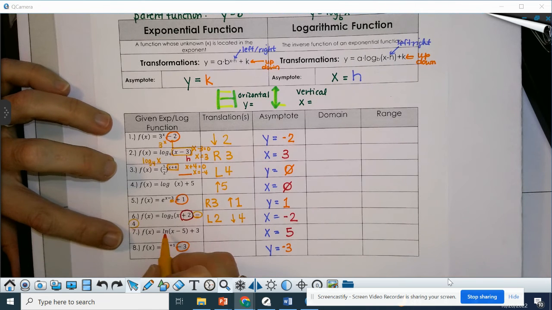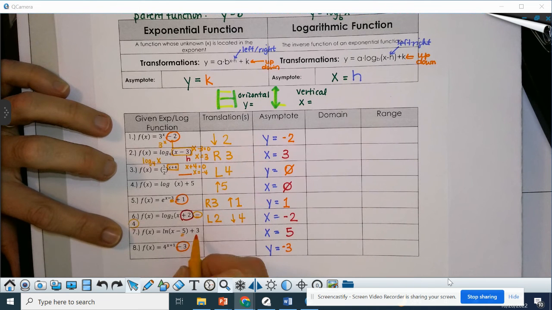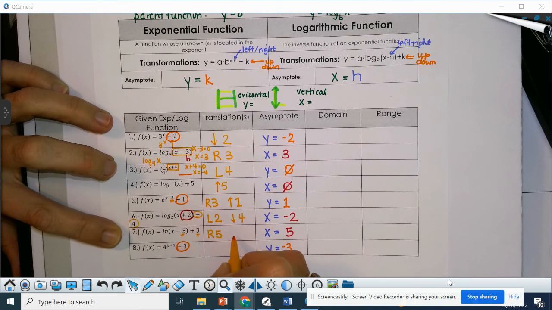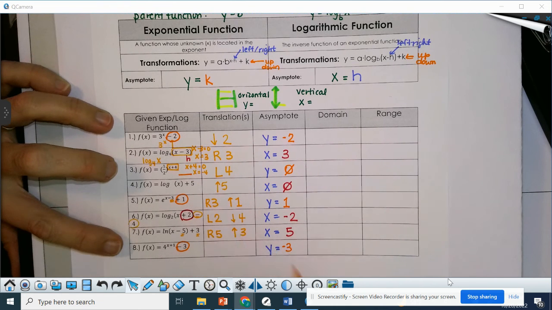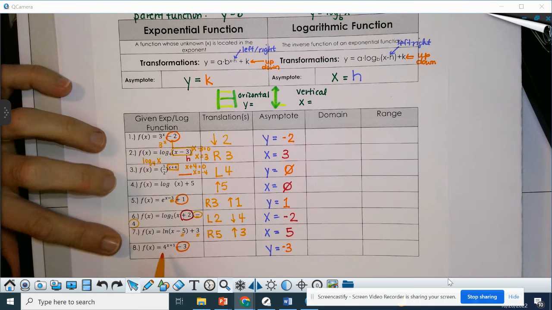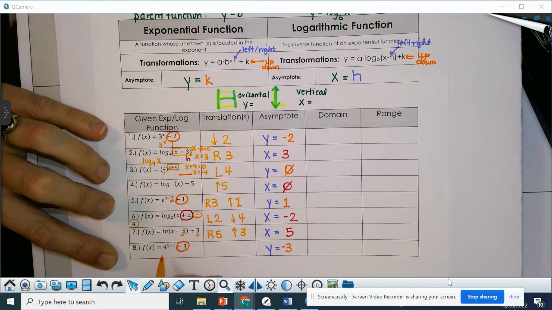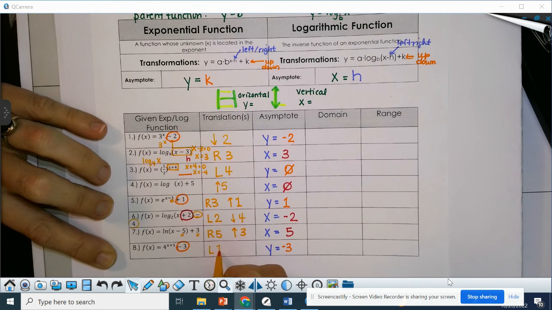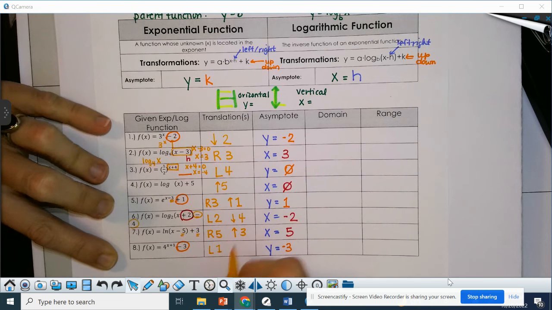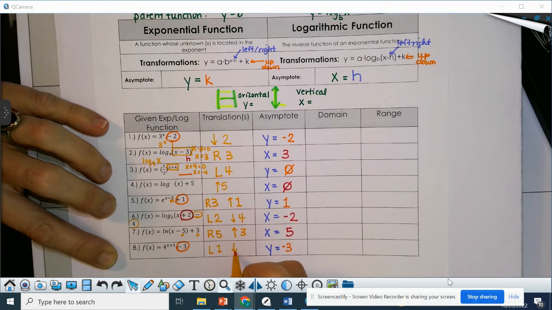Now our natural log, again, you're looking for h and k. H is a positive 5 because it's x minus h, so h is positive 5, which means we're going to go to the right 5. And then plus 3 means we're going to go up 3. Last but not least, our last exponential, so x plus 1, remember it's x minus h, so that means we actually went to the left 1 because it's a negative 1. And then minus 3 at the end means we went down 3.